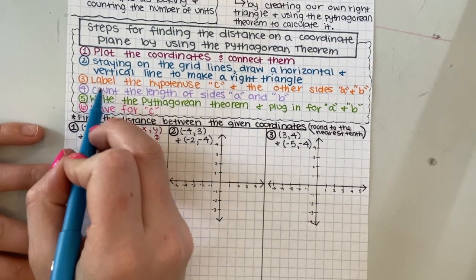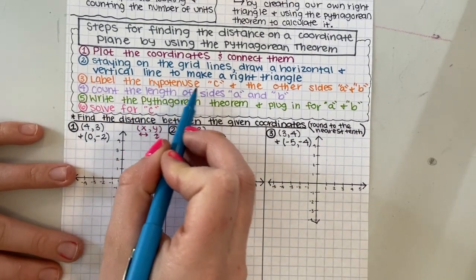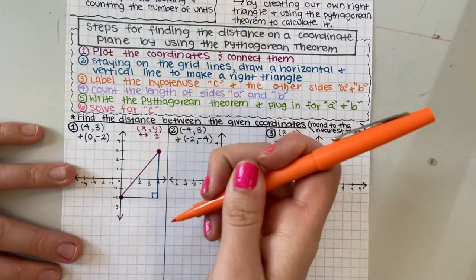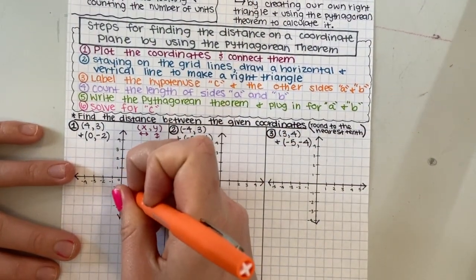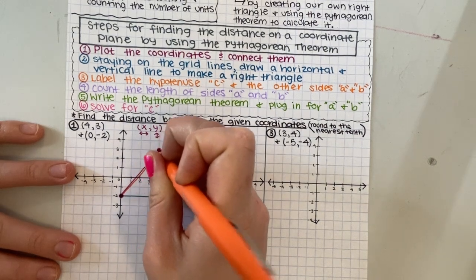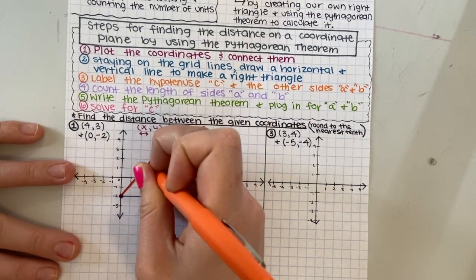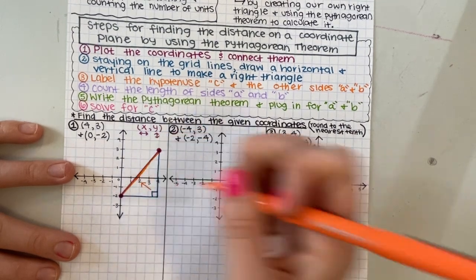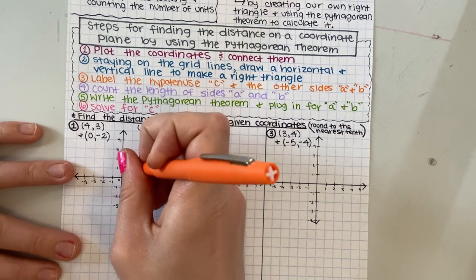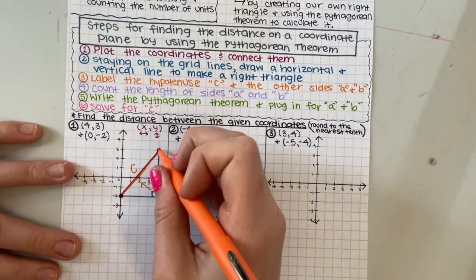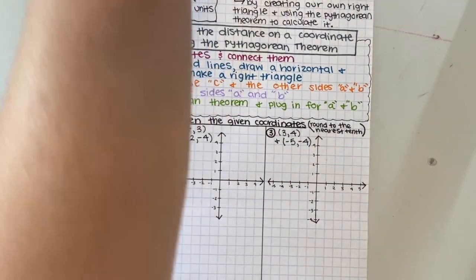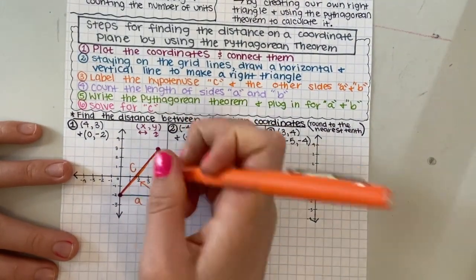Then I need to label the hypotenuse C and the other sides A and B. So remember our hypotenuse is the longest side, which is also our side that is exactly diagonal from our right angle. So this is C. That is the side we're looking for. I'm going to label this one A and then this one B.